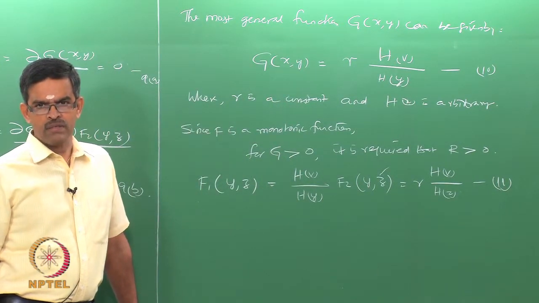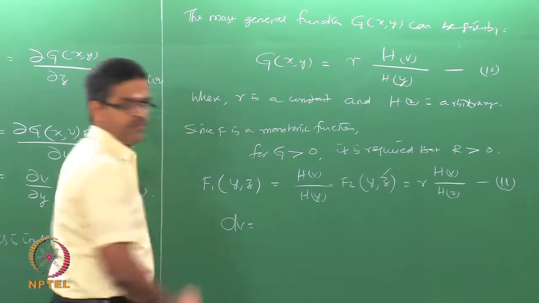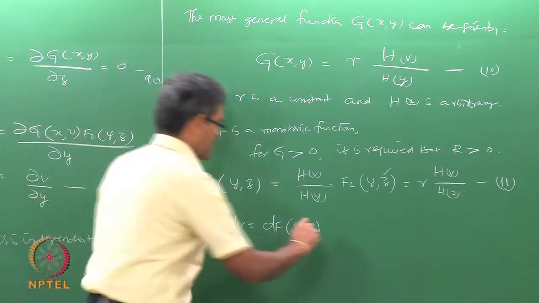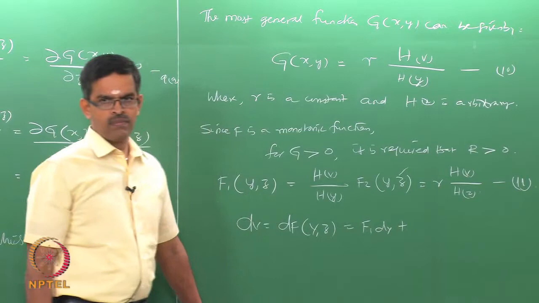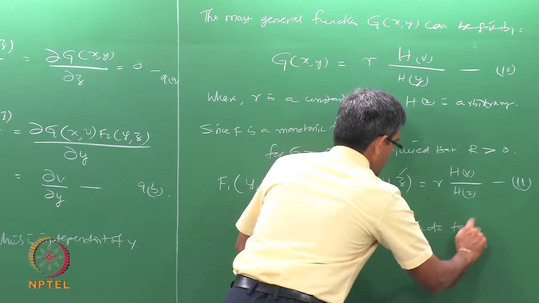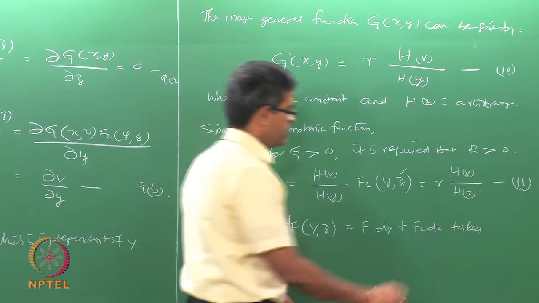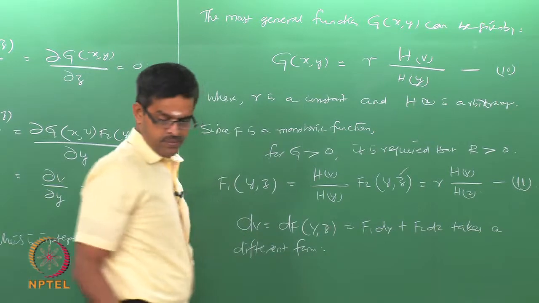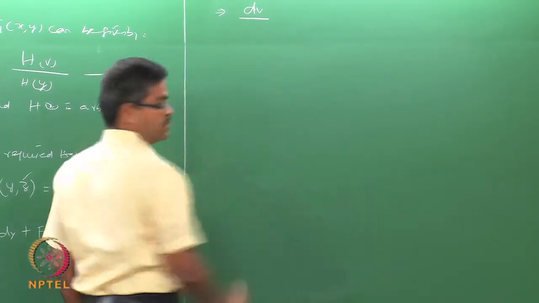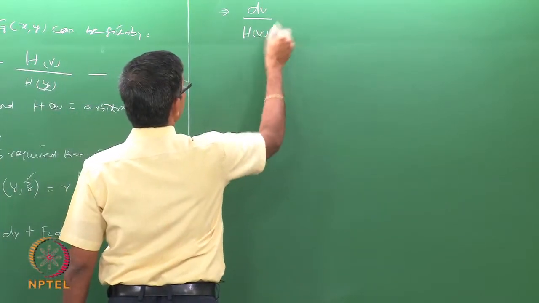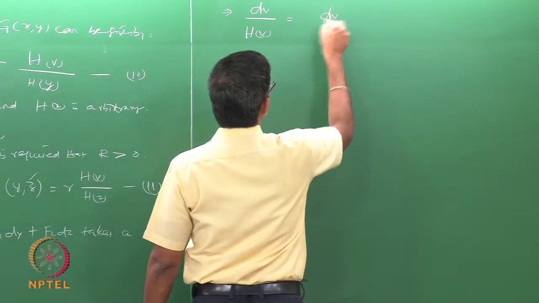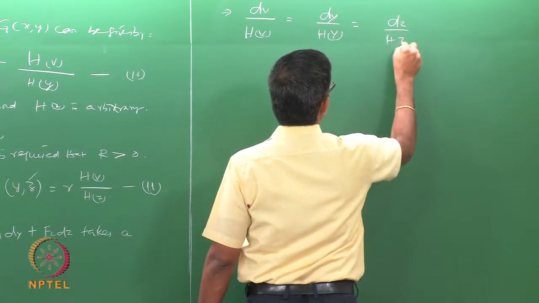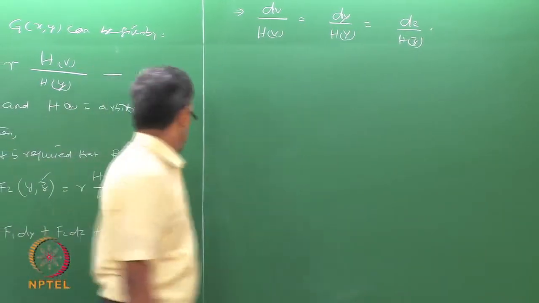Now, the relation dv is equal to df of y z, which can be expressed as f1 of dy plus f2 of dz, takes a different form now. So, let us say the form is now dv by h of v is dy by h of y, which is dz by h of z, which is a very interesting classical equation. Equation number 12.